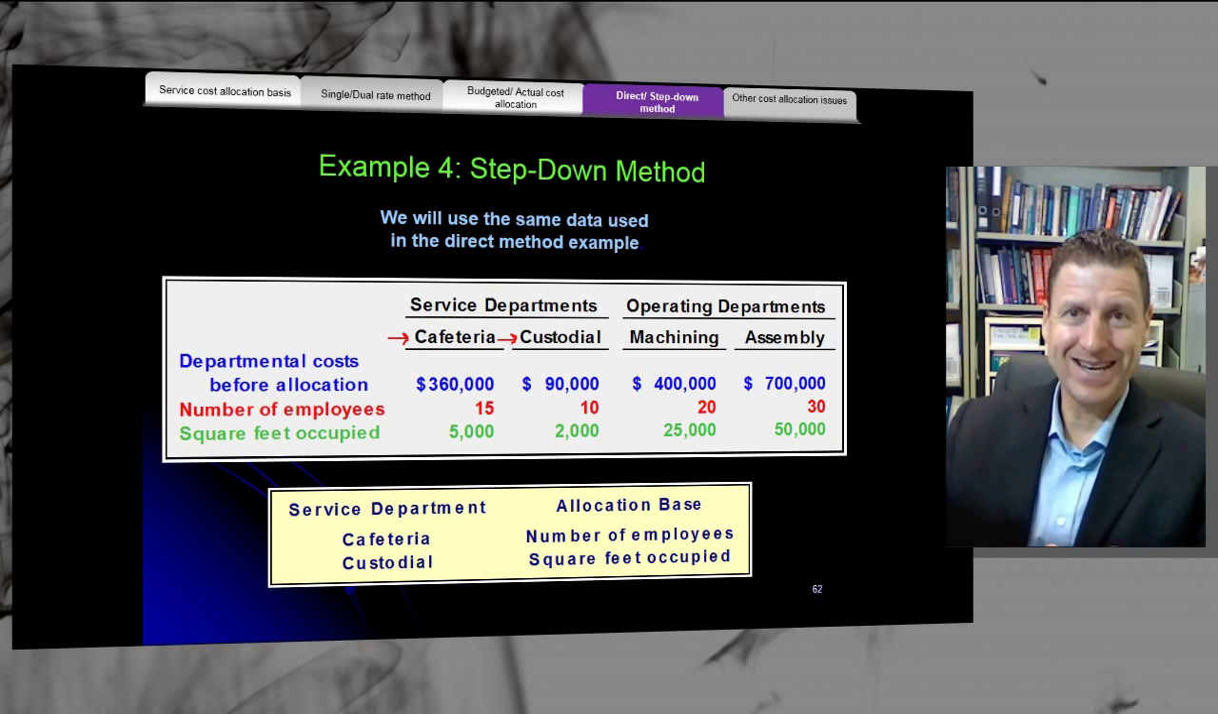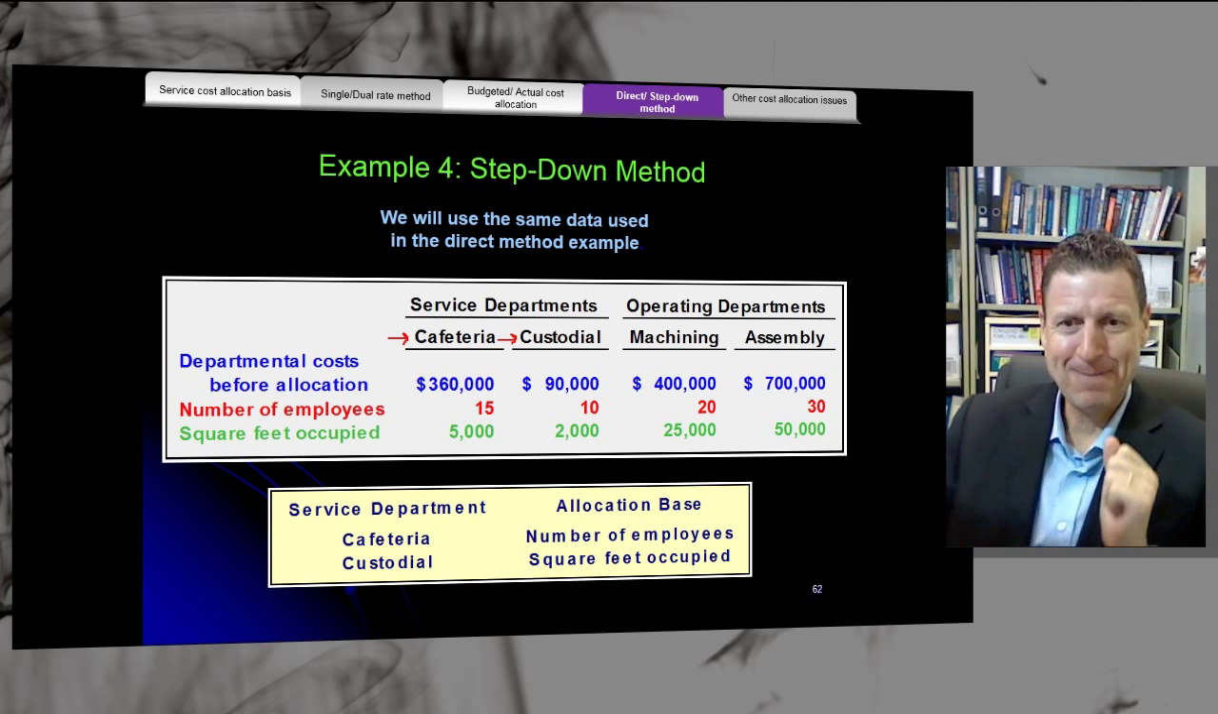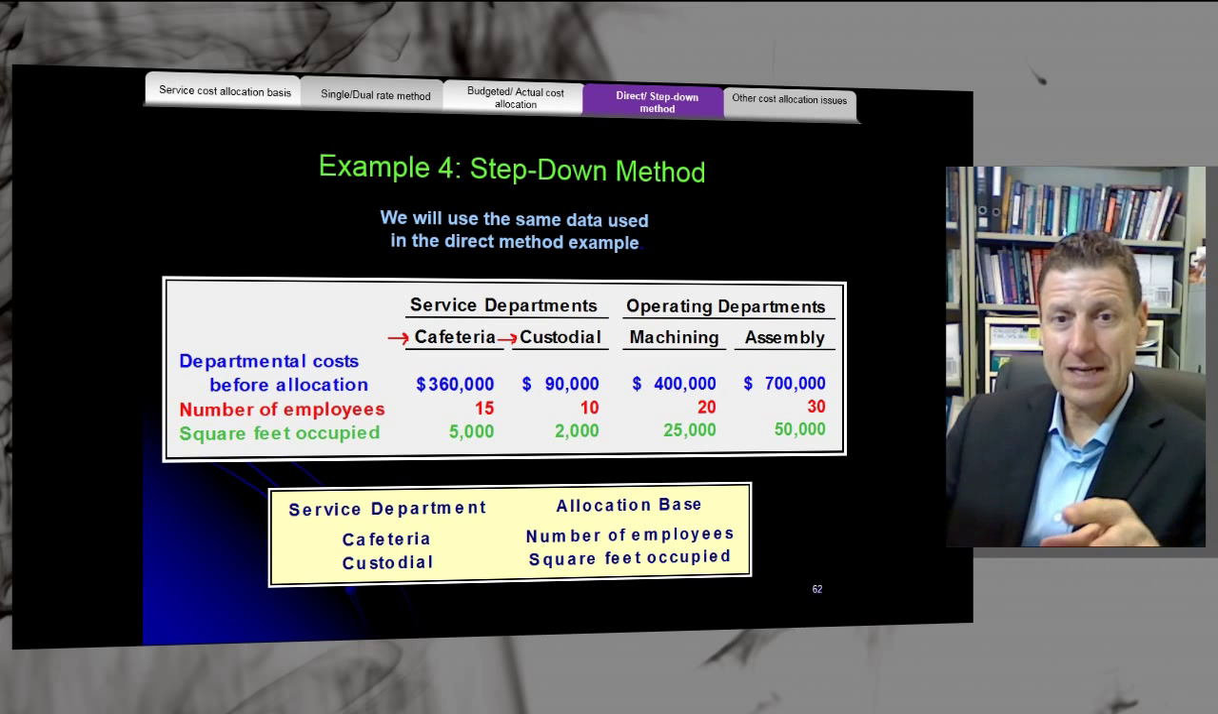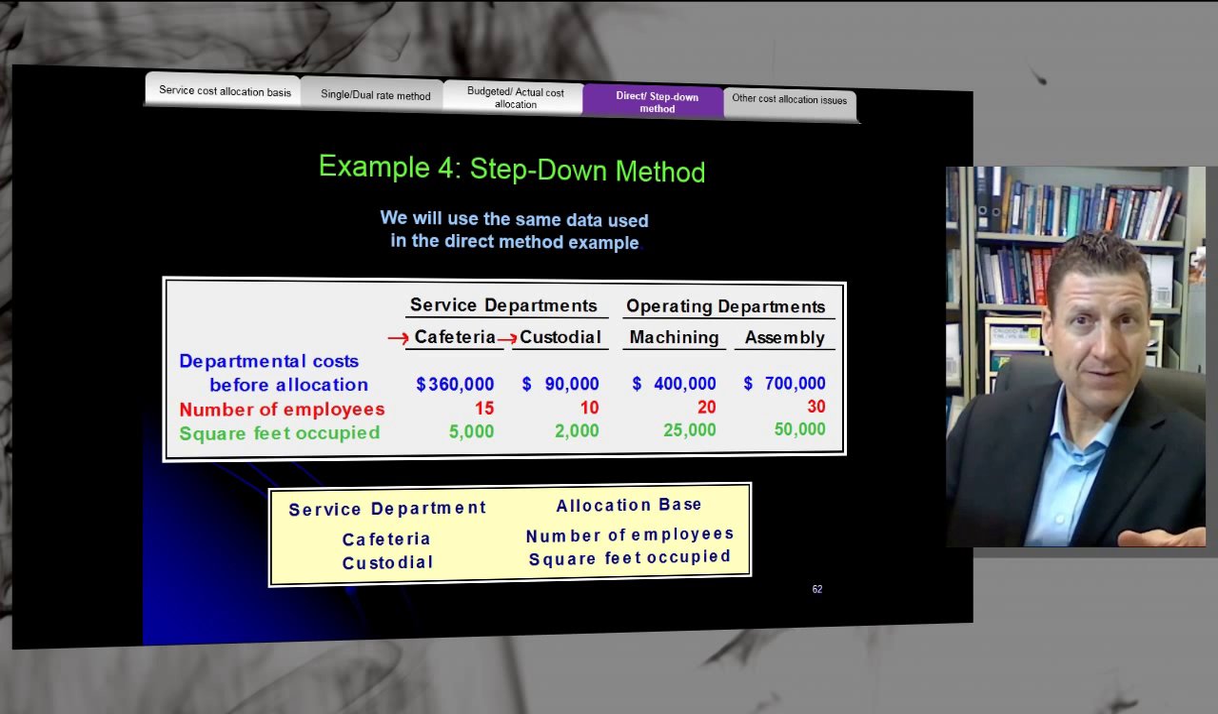That's what they do in the canteens at the universities. You know that. All right. So that's one way you could argue for custodial should go first. You could argue cafeteria should go first. Why? Because it provides more resources to custodial. Why?